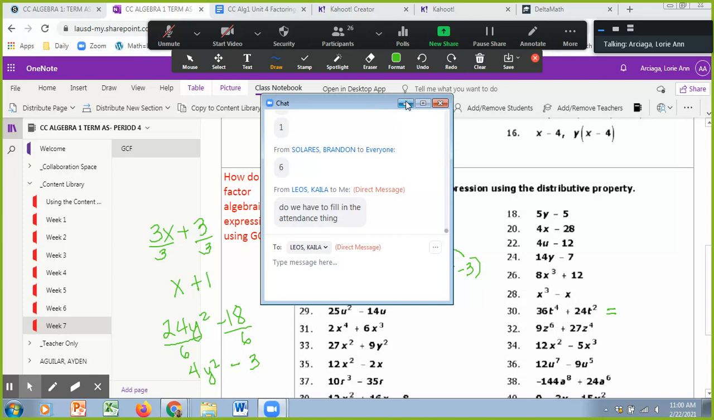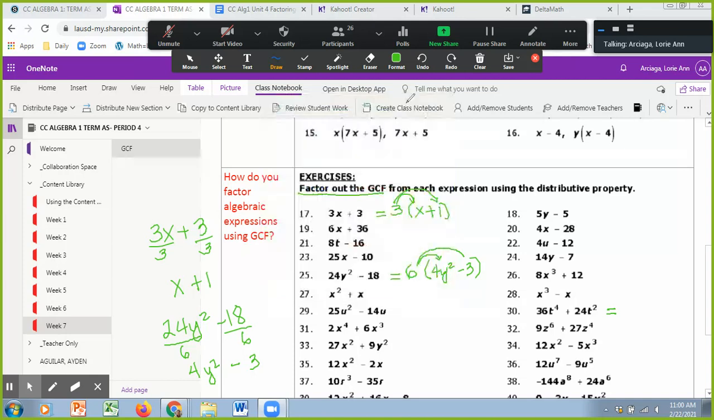Let me open the other chat. Oh yes, honey. Make sure you sign in the attendance. Yeah, we're gonna end at 11:05. Let me just finish this and then I'll make sure I get your attendance if you weren't able to sign in.